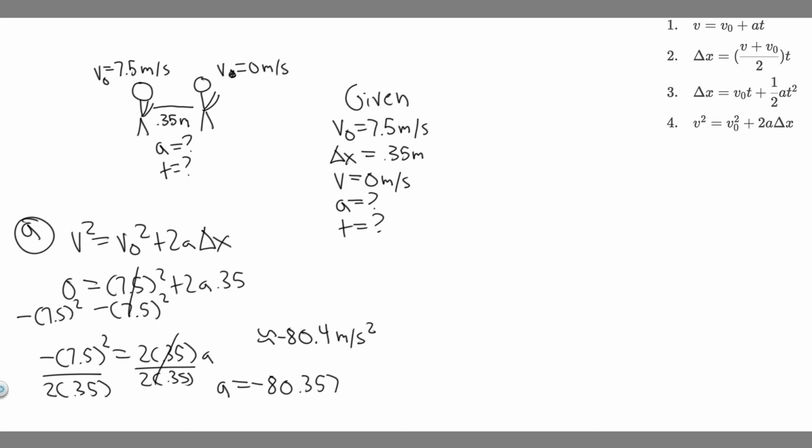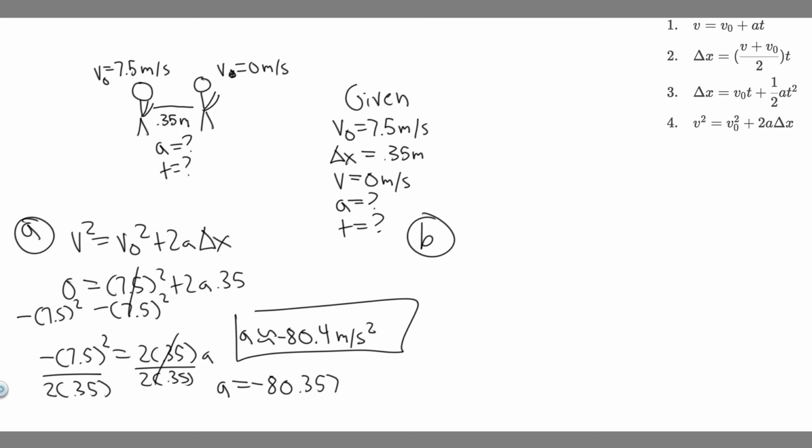Keep in mind his acceleration is negative 80.4, and the negative sign is just the direction. So he's going to decelerate at a rate of 80.4 meters per second squared. You can just say the acceleration equals negative 80.4, which indicates that it's decelerating at that rate. So this is your answer to A. Let's move on to B now.